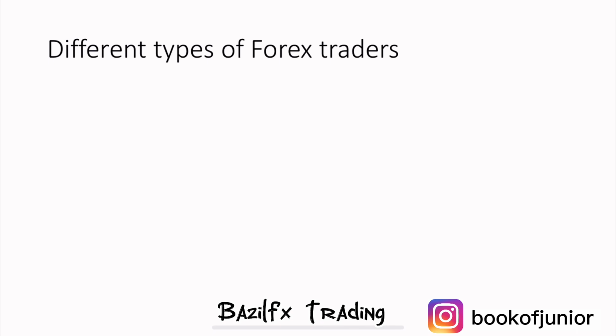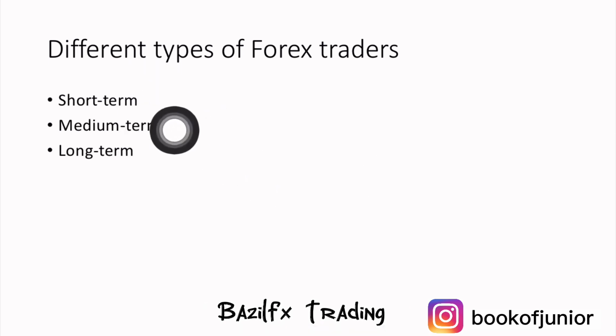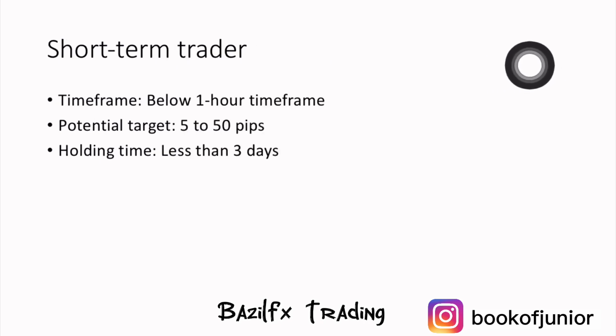So we have different types of traders. We have the short-term traders, medium-term traders, and long-term traders. We shall start with the short-term traders. So what are short-term traders? Short-term traders are traders that trade on small time frames, 1 hour and below. These are traders that only target 5 to 50 pips in the market, and they hold their trades for less than 3 days, and most times 1 day and below. So those are called short-term traders.